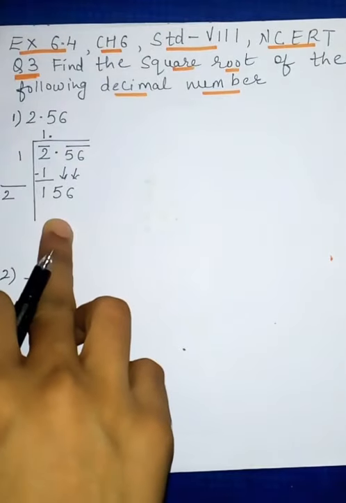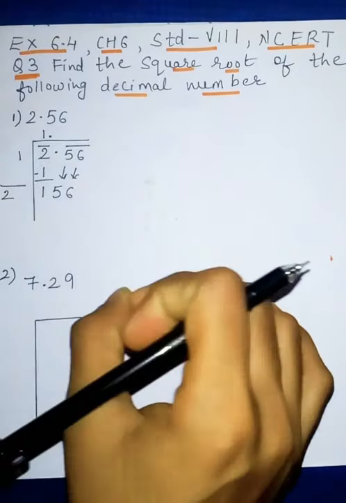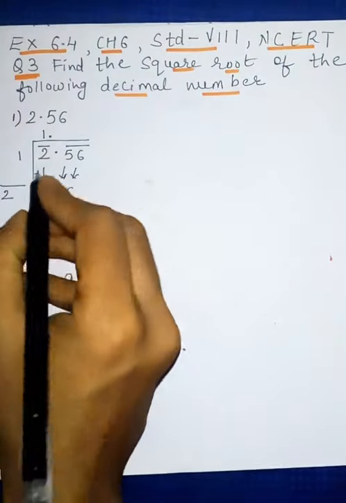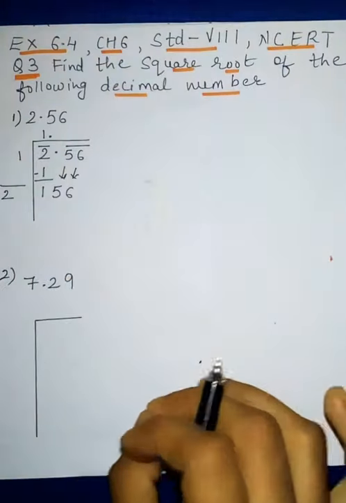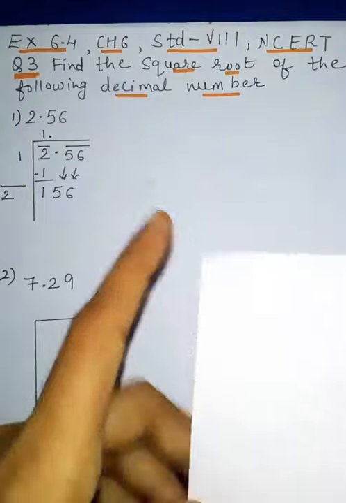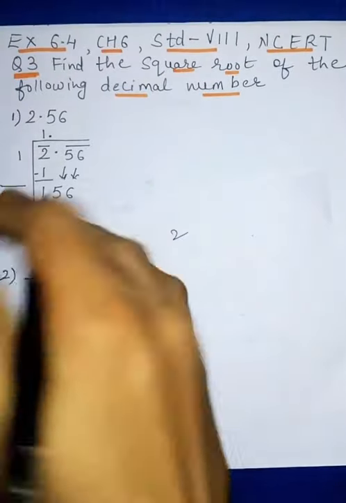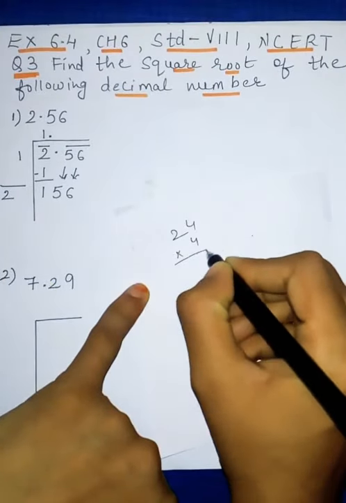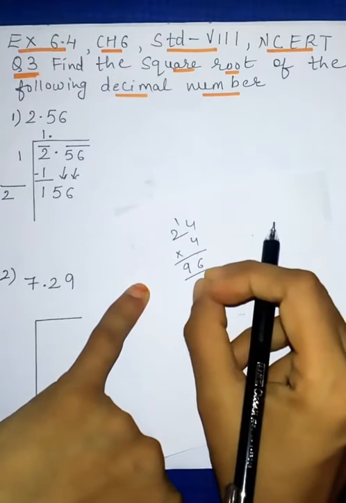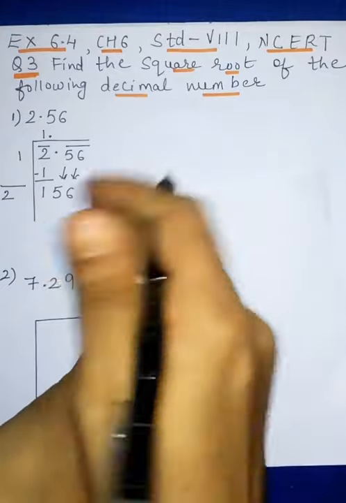Now last digit is 6. With the help of the last digit you can easily guess which number we can take. Yes, we can take either 4 or 6. 4 fours are 16, so last digit is 6. 6 sixes are 36, also last digit 6. So 2 is already there. If you keep 4 and multiply, 4 fours are 16, carry 1, 4 twos are 8 and 1, 9. That gives 96, and we don't want 96, we want 156.